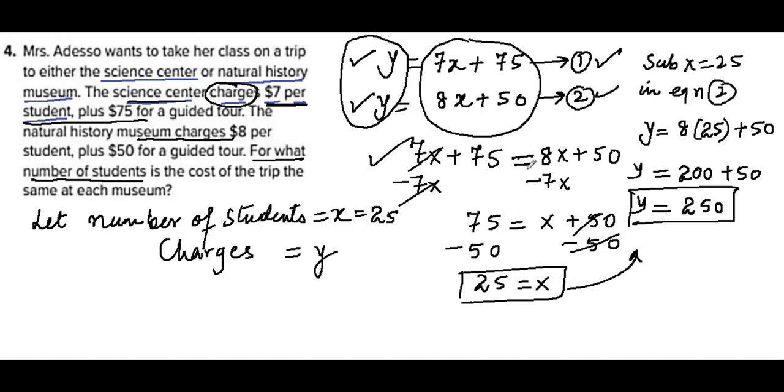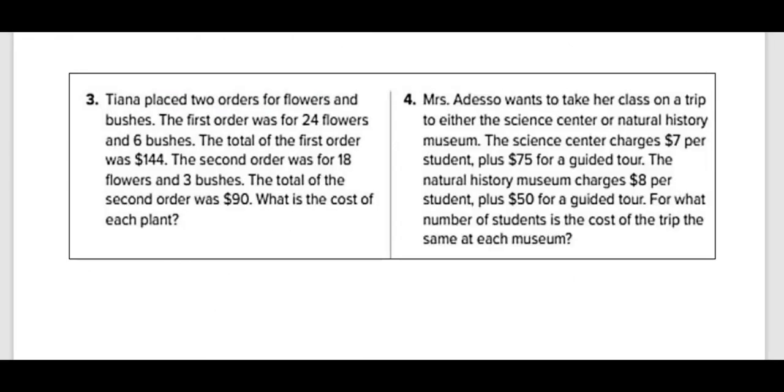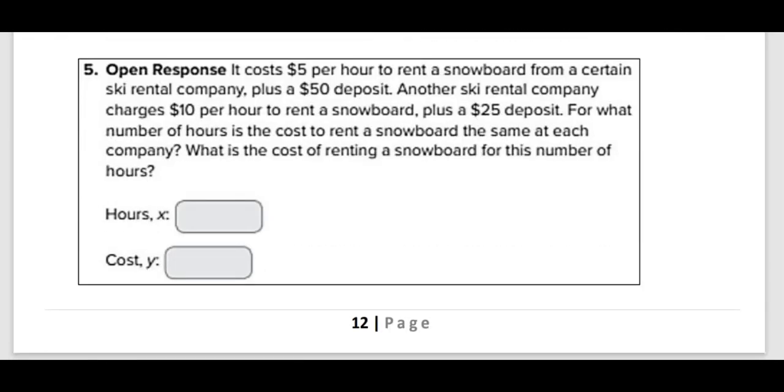Question number 5 is the same. You can try this from your side. If I show you question number 5, try it yourself and substitute the values of x and y in the boxes. It's easy: 5x plus 50. For the second equation, you can write another sky rental company: y equal to 10x plus 25, and solve as I've solved the question before.